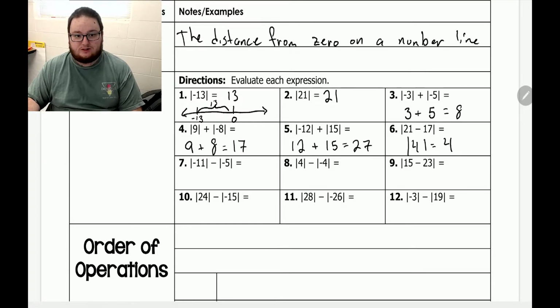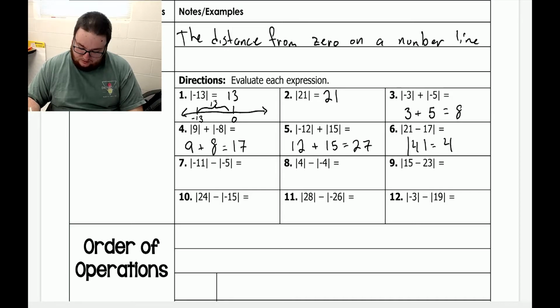So again, we worked inside of the absolute value symbols. We took 21 minus 17. That gave us a positive 4. We took the absolute value of positive 4, and that gave us another positive 4. So our final answer was 4.